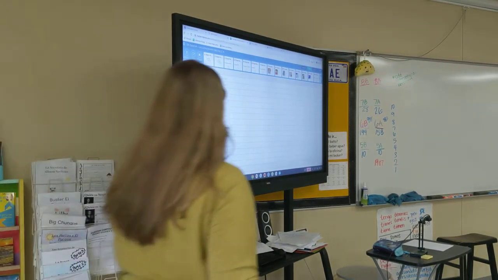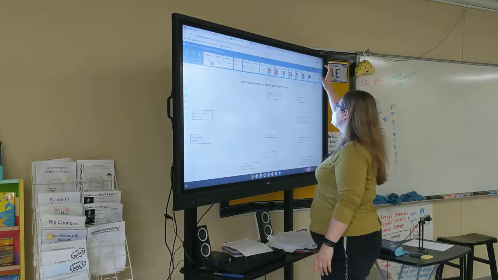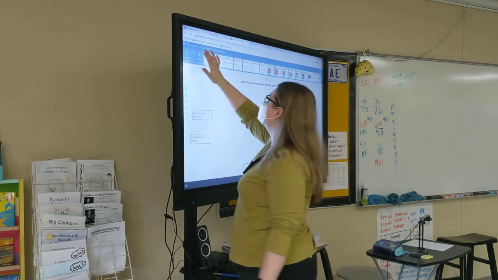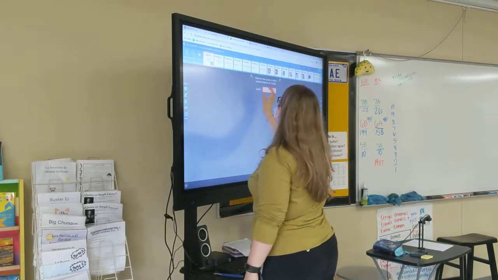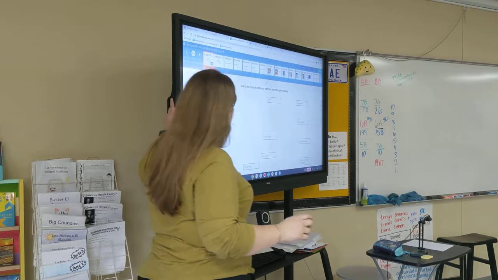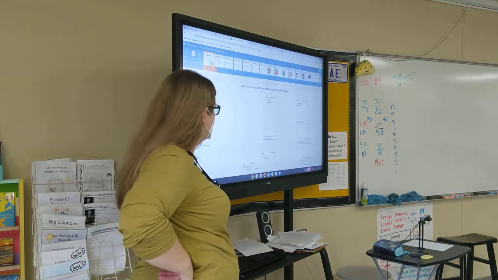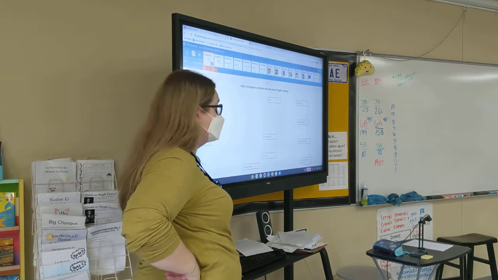Okay, once you get into Google Classroom, you're going to click on the Desmos link. And you can go ahead and start the activity once you get logged in with Google. And then you should be on a screen that looks kind of like mine.